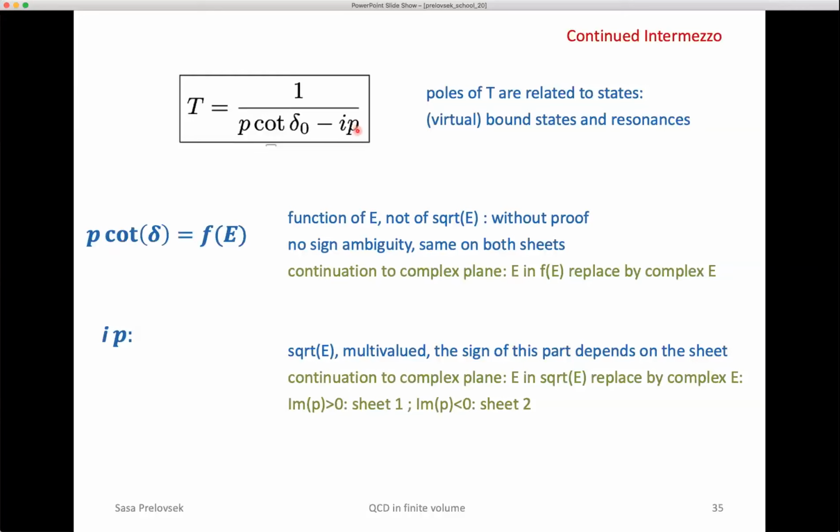Well, this part is a momentum. So momentum is definitely the square root of energy, so there is a sign ambiguity. And here, if imaginary P is bigger than zero, you're on sheet one. If imaginary P is smaller than zero, you're on sheet two. So this part depends on which sheet you are on. So you can have a pole of the scattering matrix on one sheet and not on the other sheet. That's how we say it.